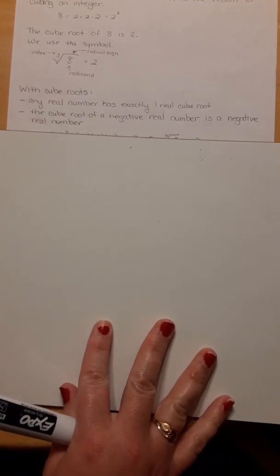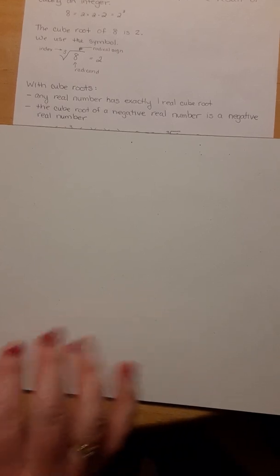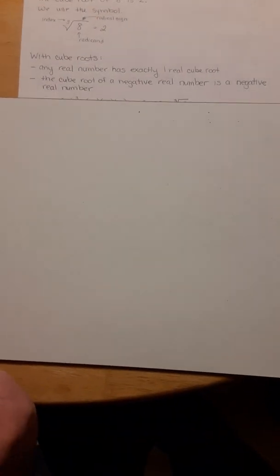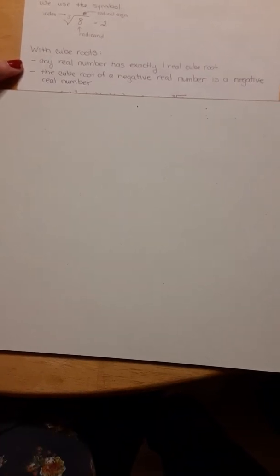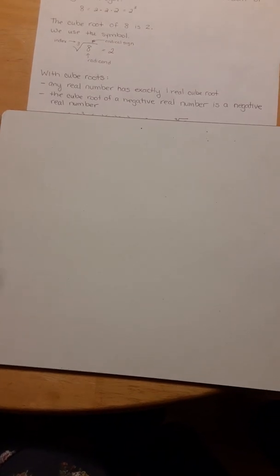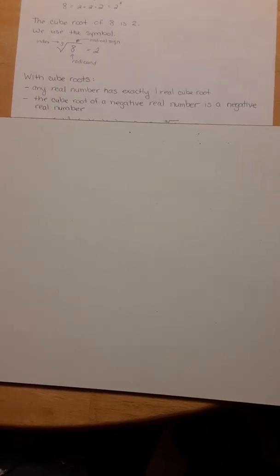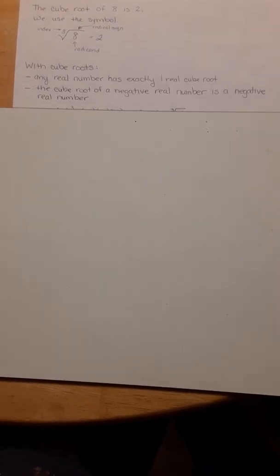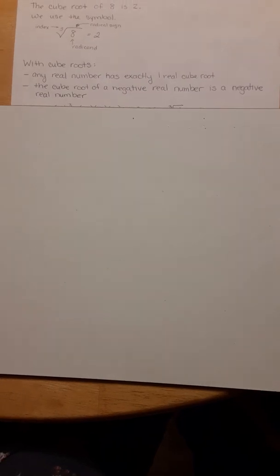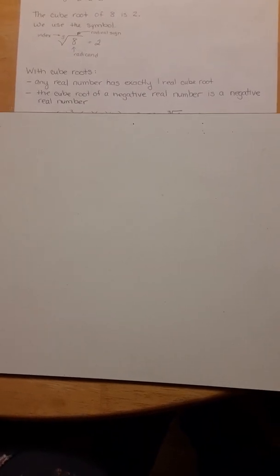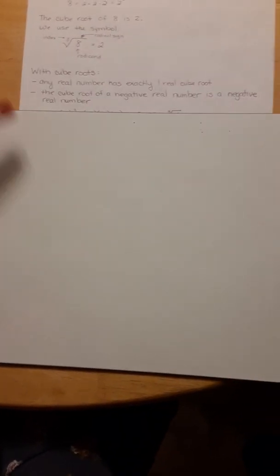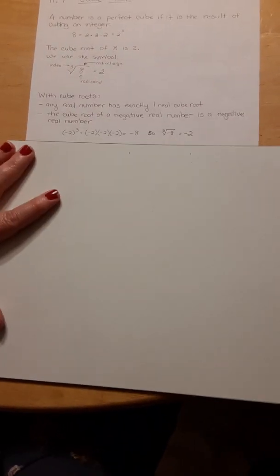But before we do that, there are some rules that pertain to cube roots. The first one is that any real number can have exactly one cube root. Remember, when we dealt with squares, we could have a positive square root or the negative square root of it, so we had positive and negative answers. Here with cube roots, it can only have one. It's either a positive one or it's a negative.